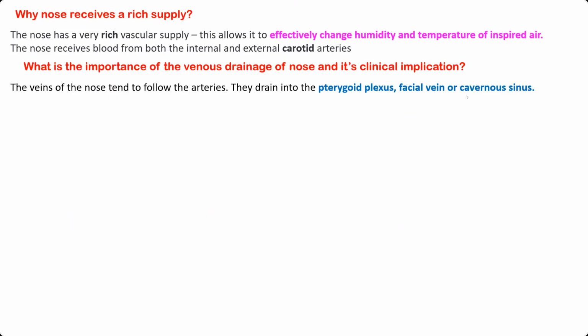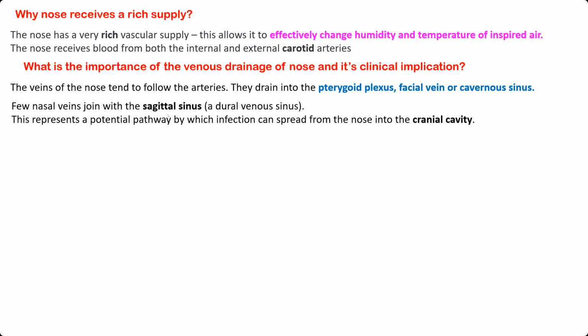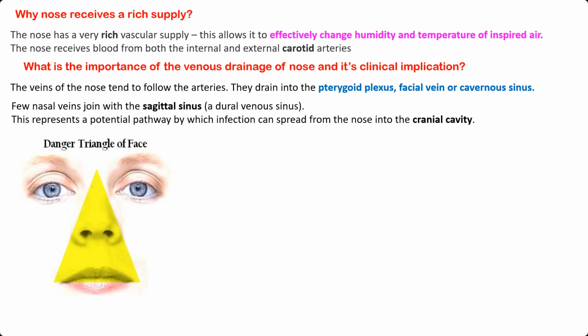This is a very, very important communication where the facial veins and other things drain. A few nasal veins join the sagittal sinuses also. So this represents a potential pathway for infection which can spread from the nose to the cranial cavity. This is a very important applied anatomy we have to know. So this is called the danger triangle of the face.